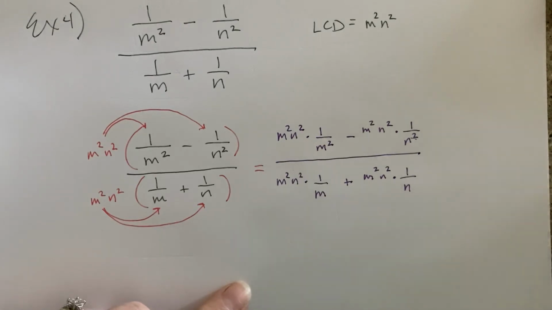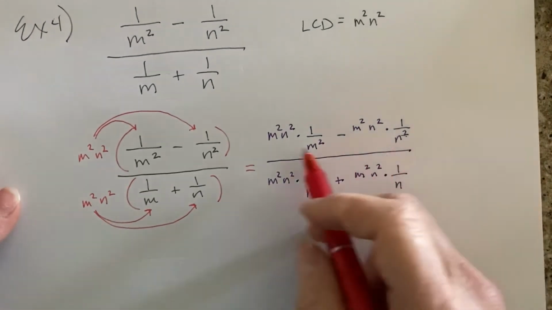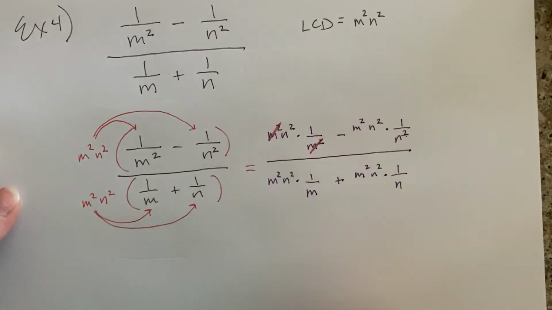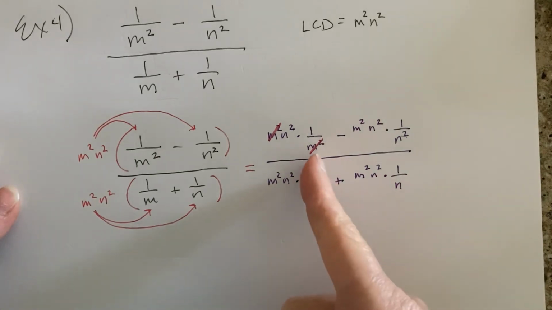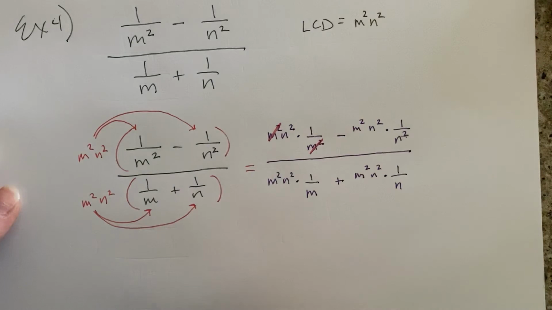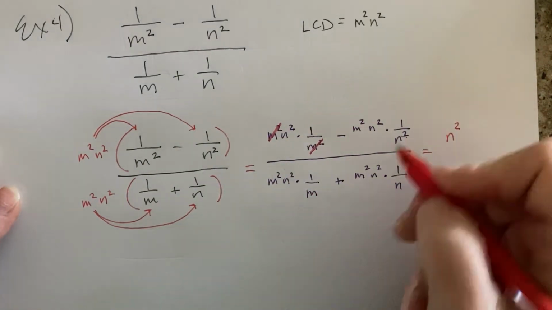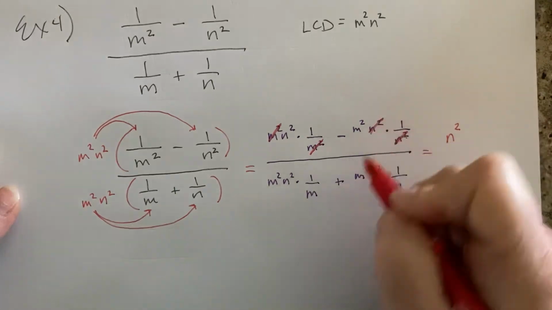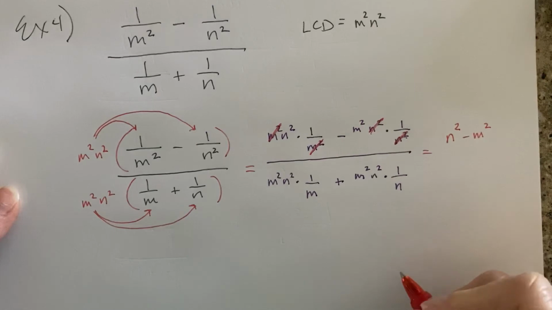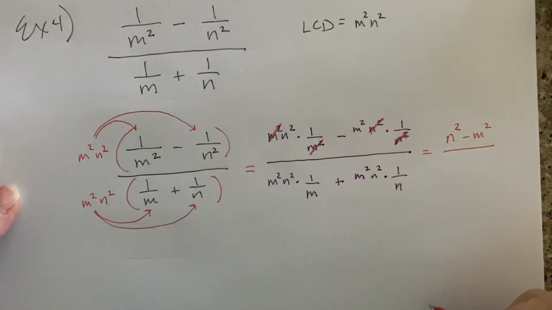All right, now I'm going to simplify. Okay, so let's go look at what I have on top. Notice I have an m squared that can be divided out. The denominator will always divide out if I have multiplied by the LCD. So n squared times 1. Now here the n squared divides out. M squared times 1. We're subtracting, so that's all I have in the numerator.